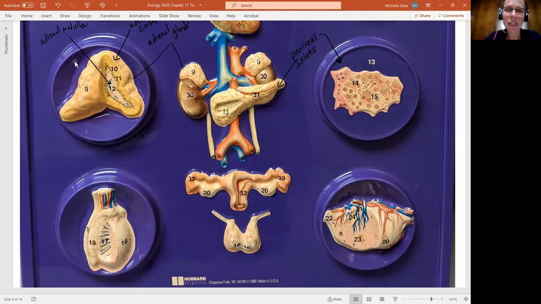Also pictured here and also described in our OpenStax book as being primary endocrine structures, we have what we can collectively call the gonads. And we do see that there are two different gonads. We have the testis and then we have the ovary.